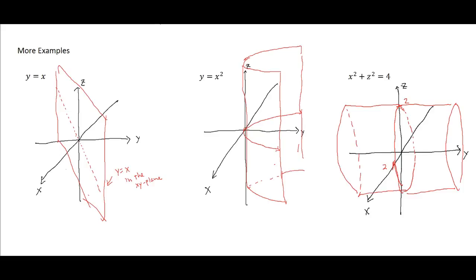Now, by the way, the last example is also considered a cylinder. Anytime you have an equation in three-dimensional space, and one of the variables is missing, that is going to produce what's called a cylinder. As opposed to the third equation giving us the circular cylinder, the second example is considered a parabolic cylinder since the cross section is a parabola.